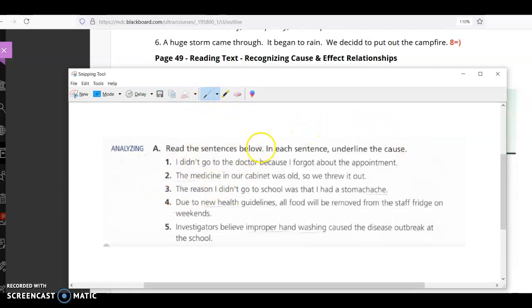I did not go to the doctor because I forgot about the appointment. Here we see the cause. The result was I did not go to the doctor.